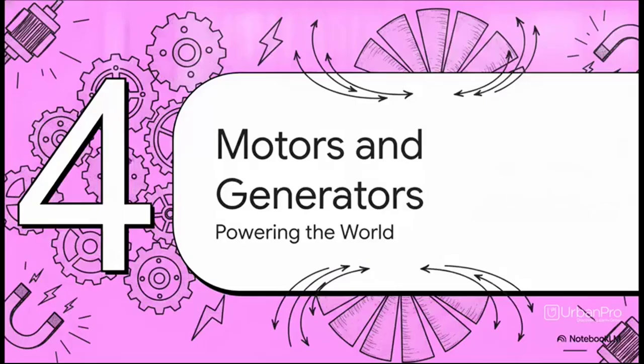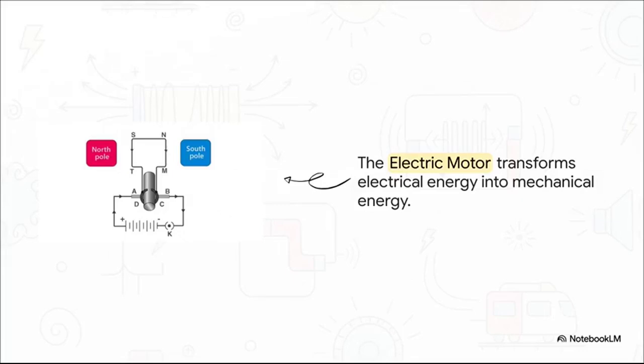And speaking of spinning things, let's jump to part four, motors and generators. Let's see how these basic rules scale up to the massive machines that power our world. Let's break down a basic electric motor. Its whole job is transforming electrical energy into mechanical energy.